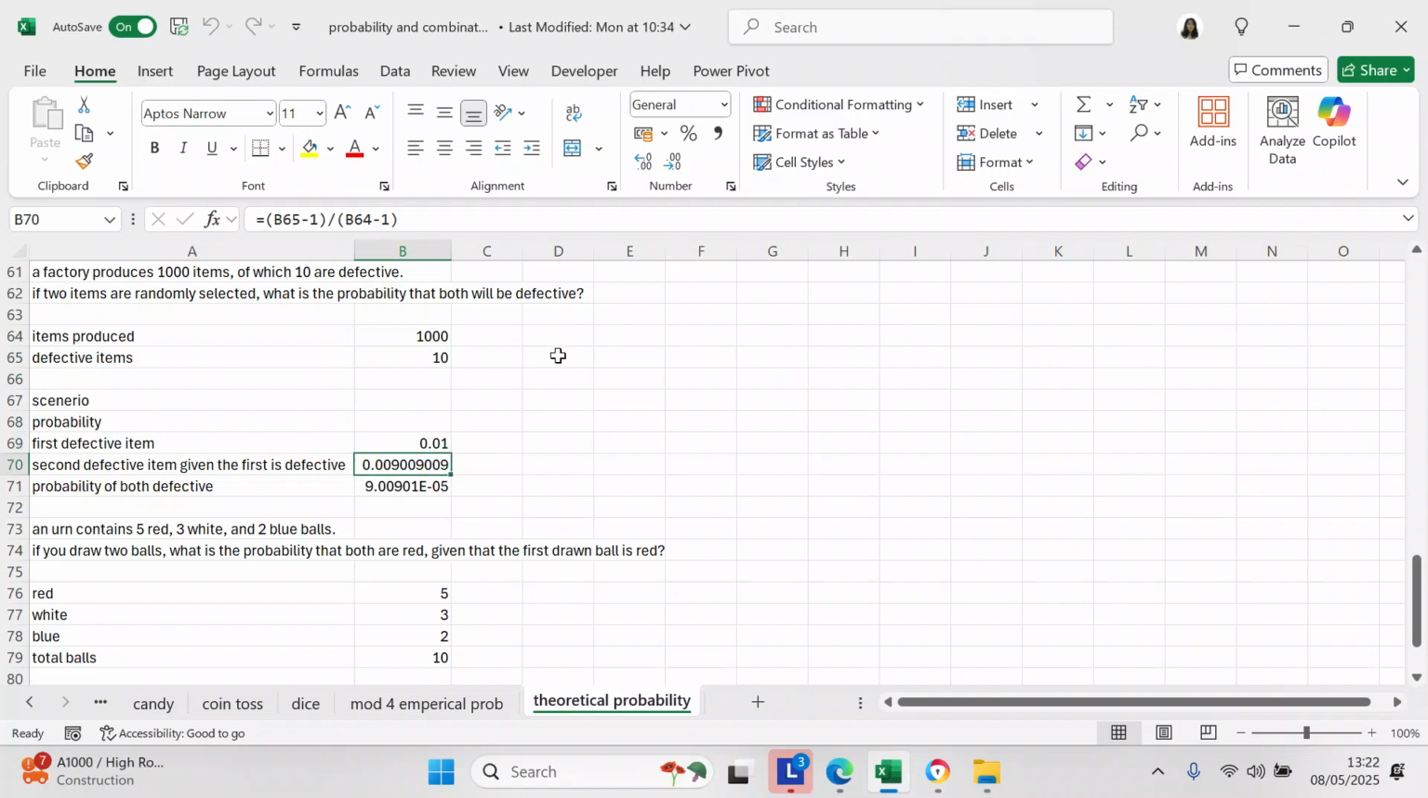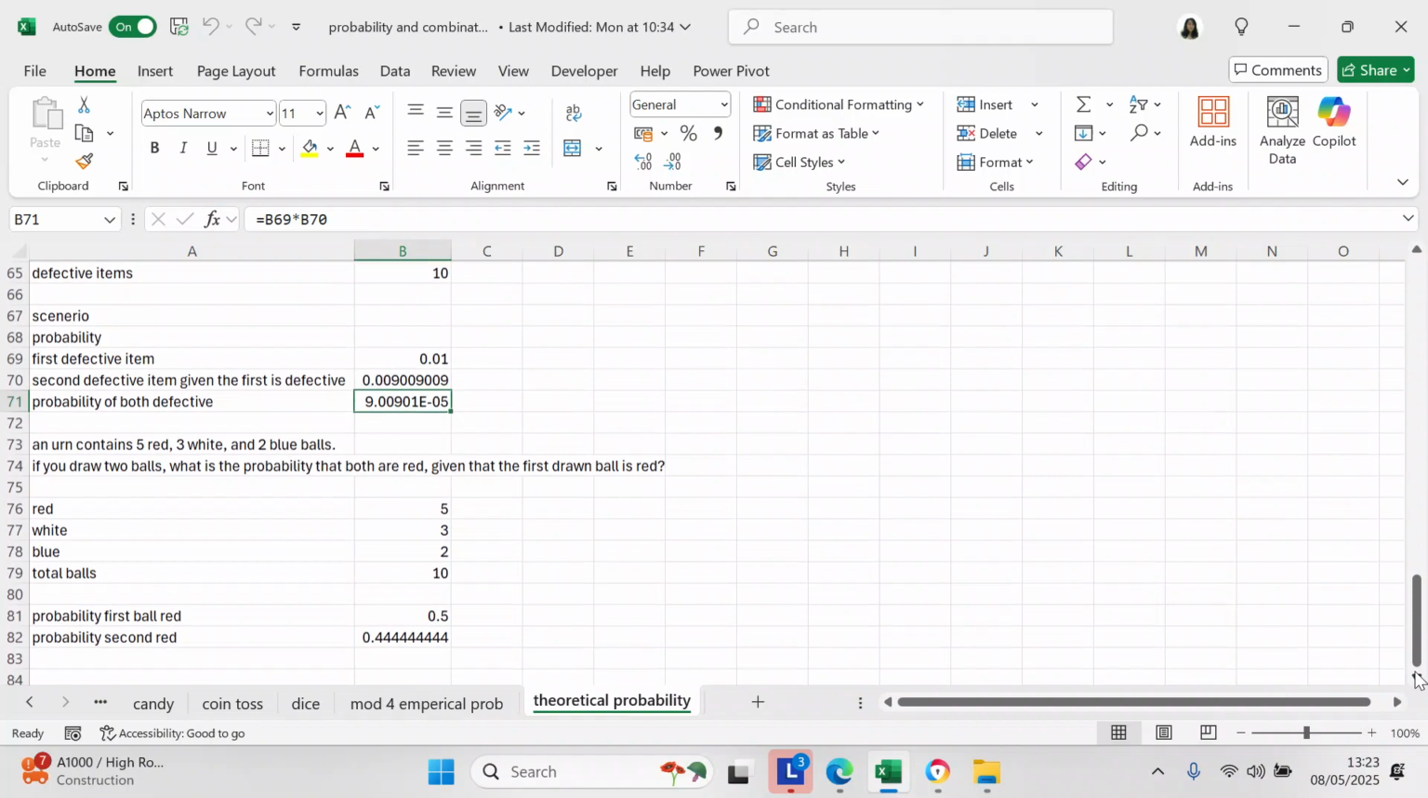And the second defective item is B65 minus 1 divided by B64 minus 1, and it's going to be 0.009. And then the probability of both being defective is going to be B69 times B70, and so it's going to be almost 0. It's going to be a really low number, like 9 to the negative 5th.